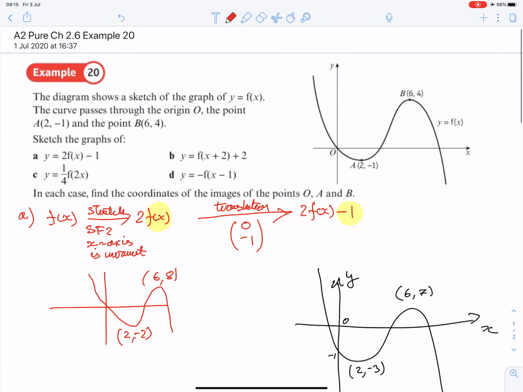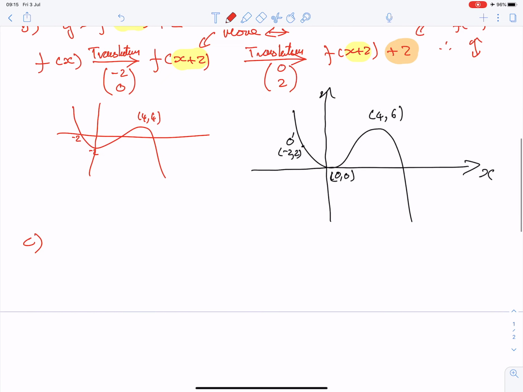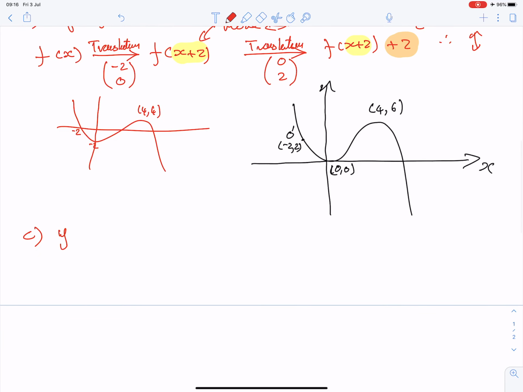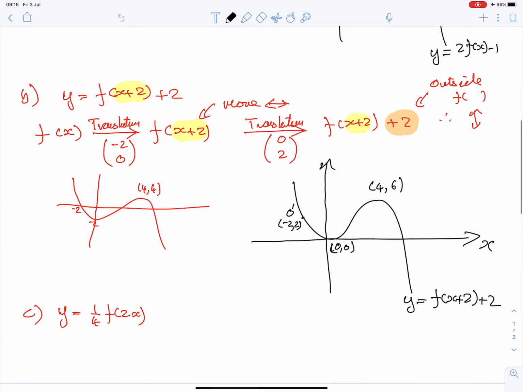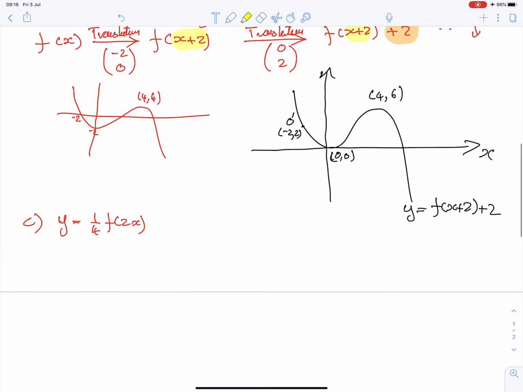Y equals 1/4 f of 2x. We probably should have labelled this line here as well. Y equals f of x plus 2 plus 2. Okay, so again, we're going to start with the bit that's in the bracket, the 2x.